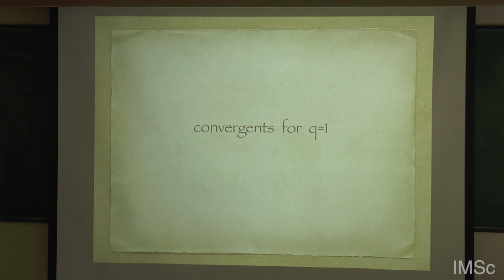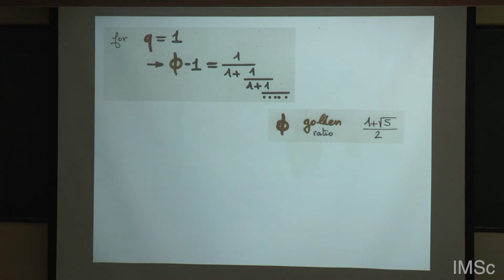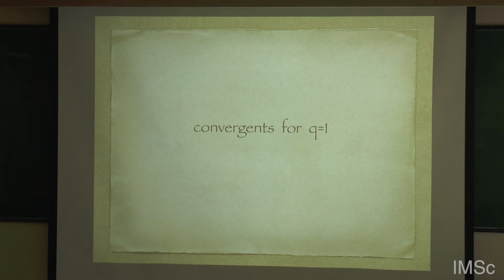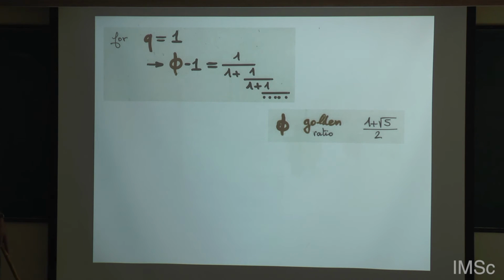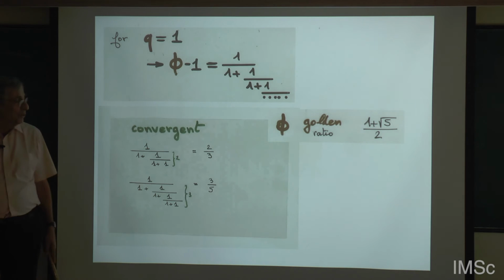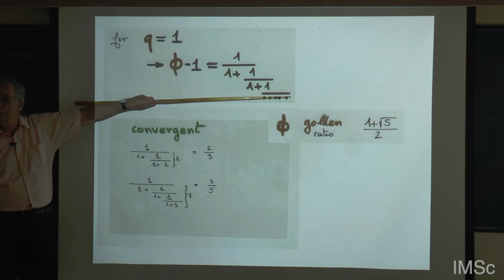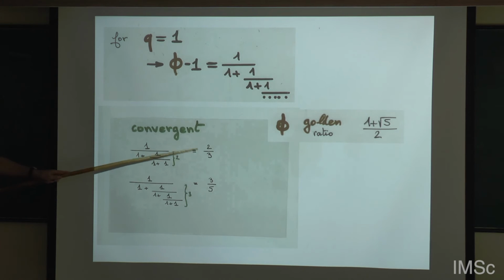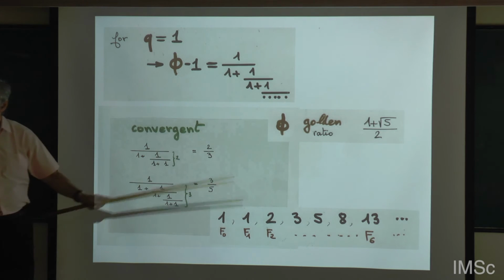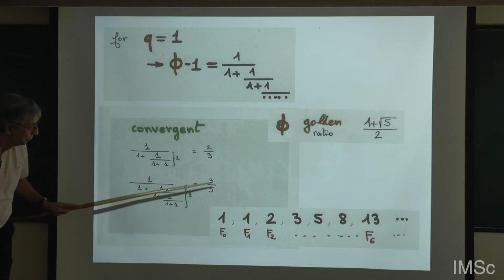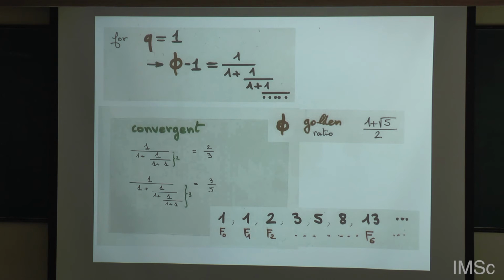Now if you put q equal 1, it's well known that you get the golden number, the continued fraction of the golden number. And I'm going to give a proof of the convergents. If you take the convergent, you cut the continued fraction. The convergents here will be 2, 3, 3, 5, and what you get, the convergents of this continued fraction for q equal 1, are exactly the ratio of 2 consecutive Fibonacci numbers. So if you take the ratio of 2 consecutive Fibonacci numbers, the limit is the golden ratio minus 1.